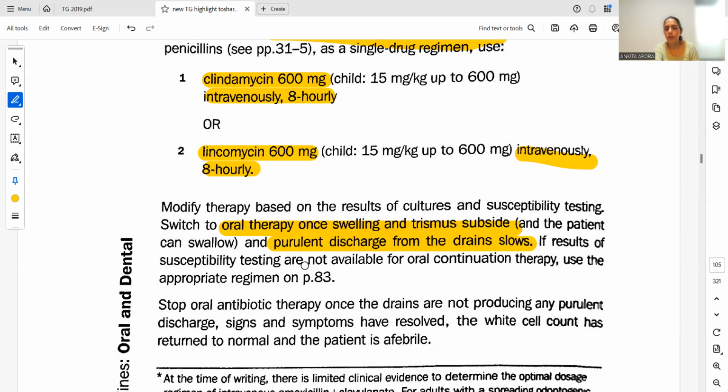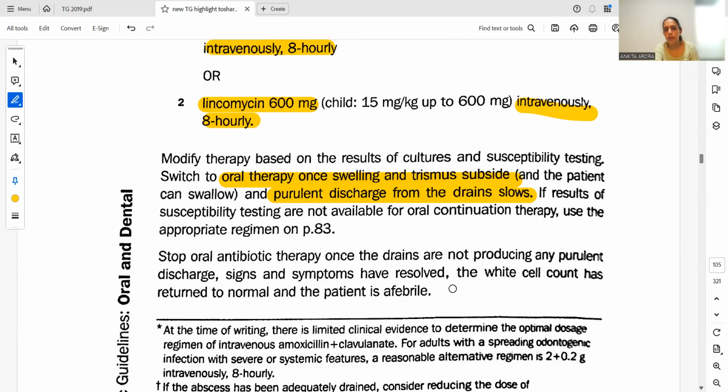If the results of susceptibility testing are not available for oral continuation therapy, use the appropriate regimen as prescribed. Stop oral antibiotic therapy once the drains are not producing any purulent discharge, signs and symptoms have resolved, the white cell count has returned to normal, and the patient is afebrile.